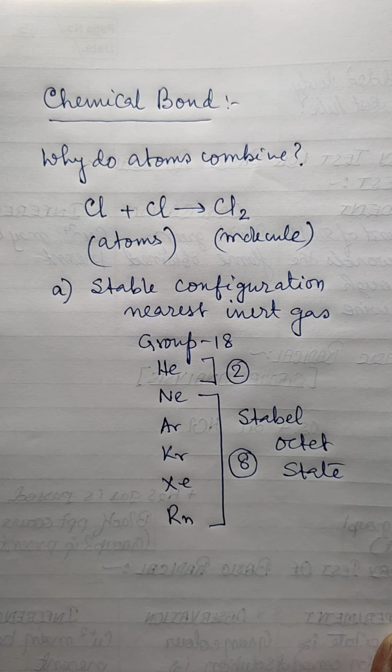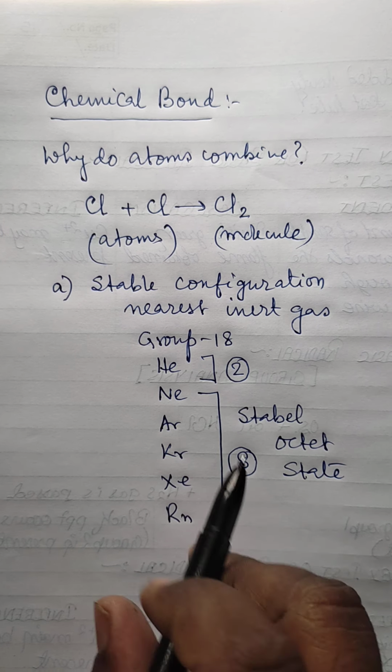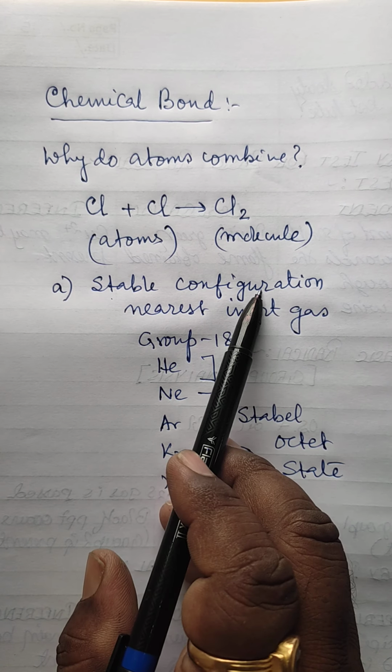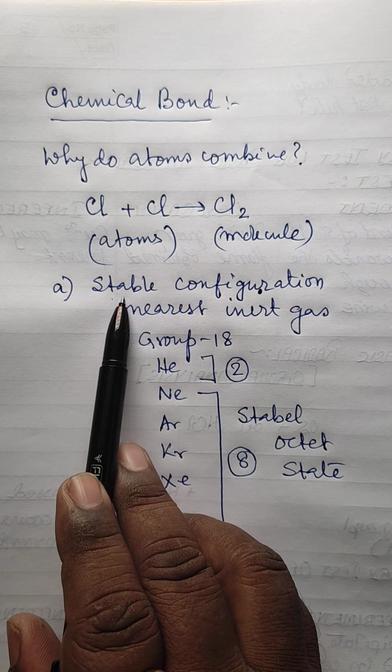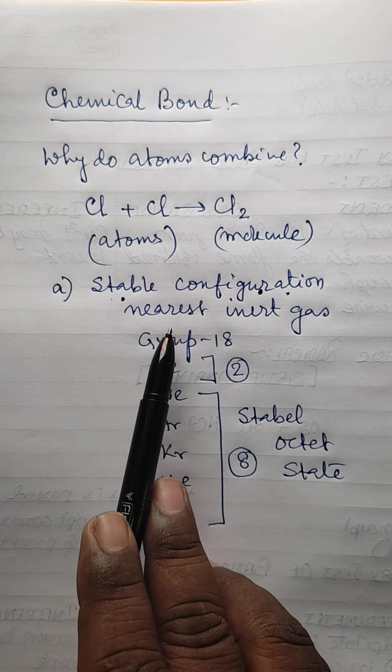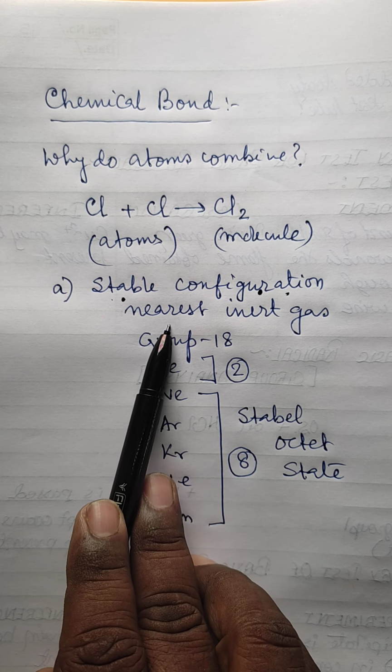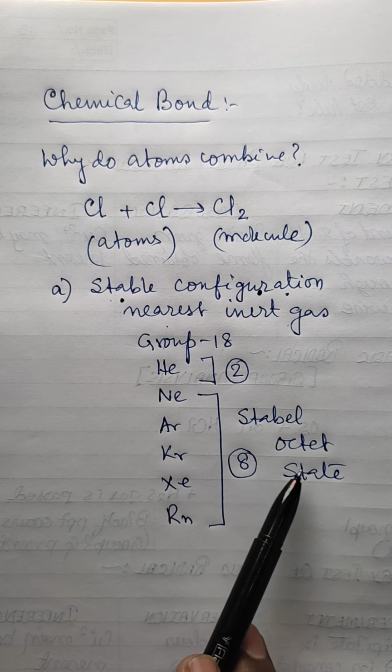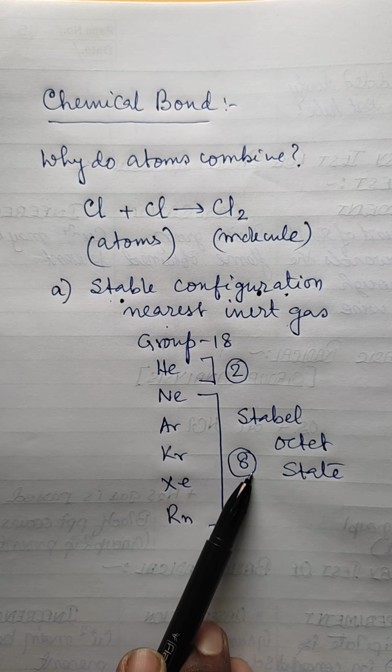So atoms combine in order to have a stable octet configuration, and that is the first cause for chemical bonding: they should have a stable configuration, that is, the configuration of the nearest inert gas, or 8 electrons in their outermost shell. That is the configuration they should have.